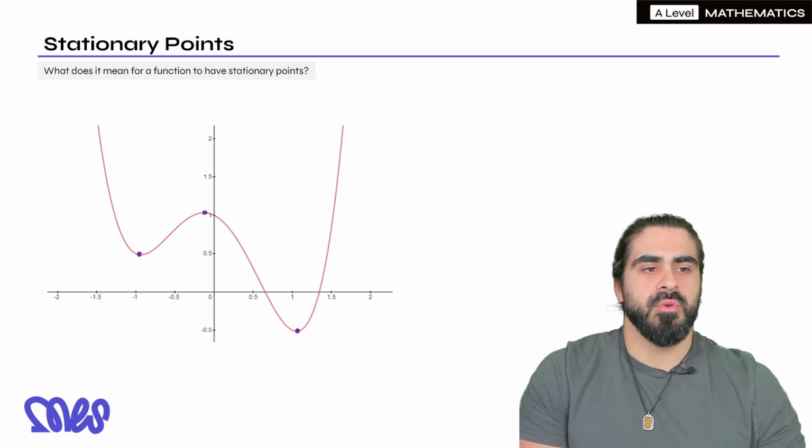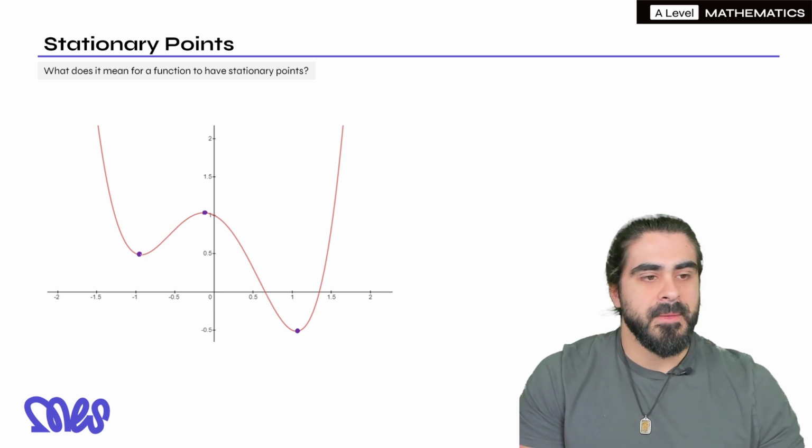Now what's special about all of these? Well, it's to do with the gradient. The reason that they are stationary is because the gradient would be 0. If you did draw tangents here, they would all be flat. So the gradients at all of these are 0.